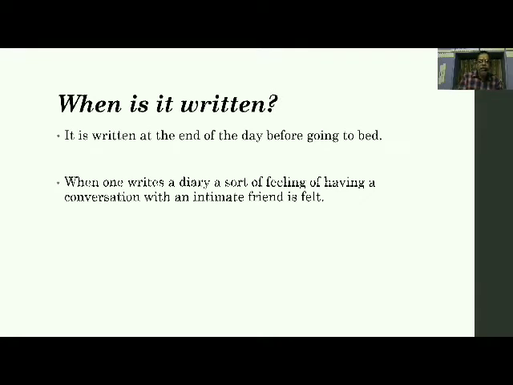When is the diary written? It is written at the end of the day before going to bed. When one writes a diary, a sort of feeling of having a conversation with an intimate friend is felt.